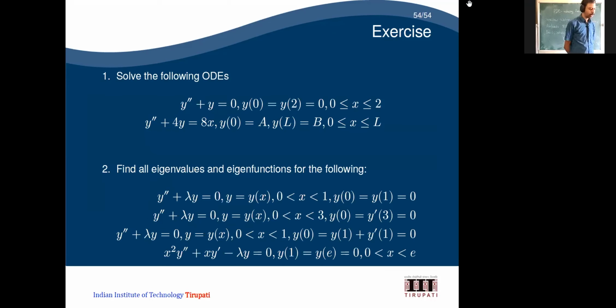So these are some of the exercises. You might have solved this in your ODE course: y double dash plus y equal to 0, with some boundary conditions like y of 0 equal to y of 2 equal to 0, etc. These are some of the exercises I have given, and these are the functions which we will be repeatedly using in our PDE class also, because what we will do is we'll try to bring the partial differential equation.